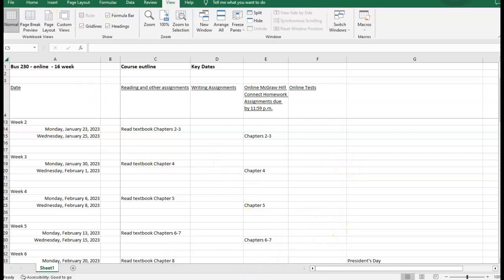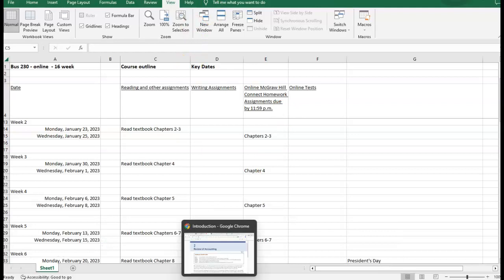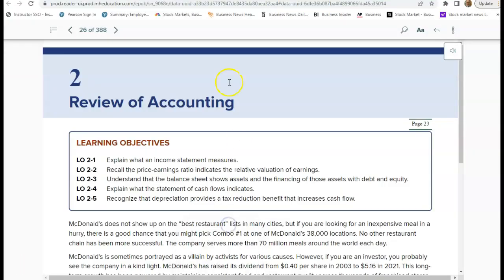I have our textbook open right now. I'm going to go ahead and open that up, and here's how I think a good way to look at the different chapters as a starting point. I really encourage you to take notes.